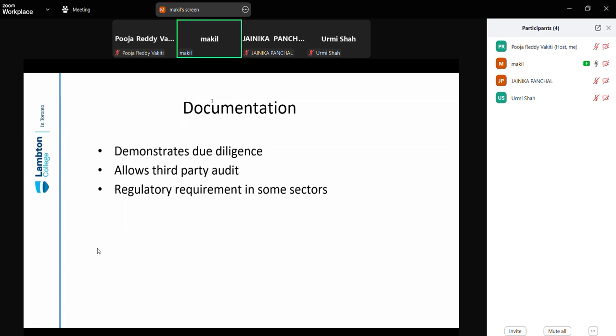Some industries require safety documentation by law. Records such as HACCP plans in food safety, or violence prevention policies in healthcare, ensure compliance and prevent penalties.